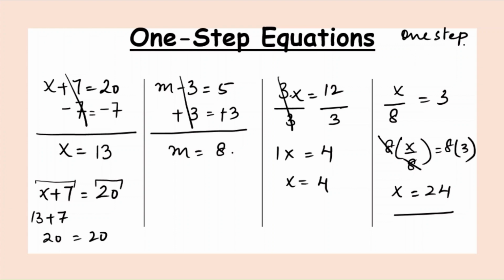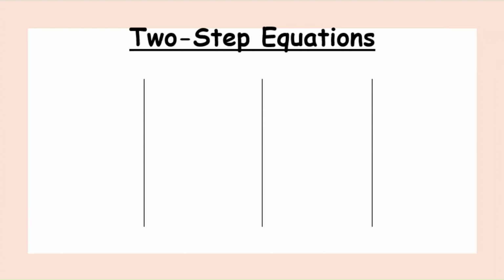So they require only one step, or you can say they require only one mathematical operation to get the value of the unknown quantity x or m or z. That's why they are called one-step equations. So, what will be the two-step equations? Of course, those which require two steps or two operations to get the value of the unknown. Let's see a few examples in this category.